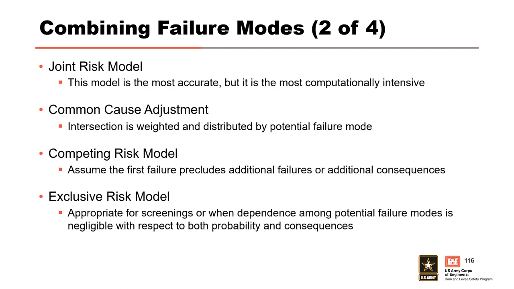There are several options available for combining risk. The joint risk model is the most accurate, but it's also the most computationally intensive. For the common cause adjustment, intersection events are weighted and distributed by potential failure mode. In the competing risk model, it is assumed that the first failure precludes additional failures or additional consequences. And in the exclusive risk model, dependence among potential failure modes is assumed to be negligible with respect to both probability and consequences, such that the estimates can be summed. As discussed in Module 1, which model to use depends on the tools available and the accuracy required. Common cause adjustment has been the most frequently used risk model for dam safety risk assessments.